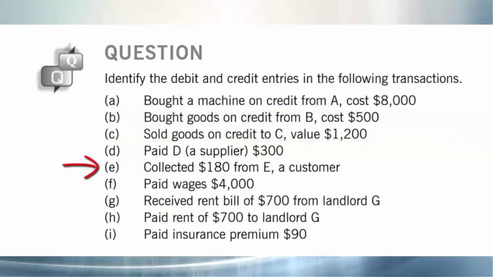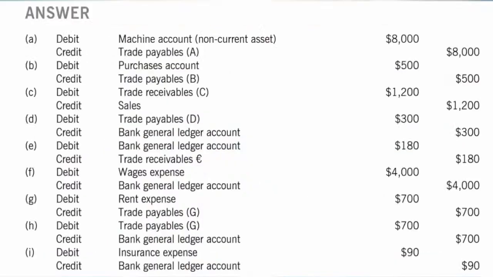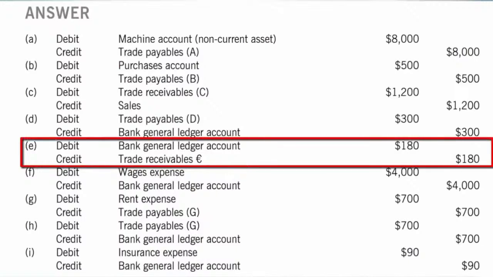Transaction E. Collected $180 from E, a customer. Explanation: the business collected cash, which increases the cash balance. An increase in assets, cash, is recorded with a debit entry in the bank general ledger account. At the same time, the business reduces the amount owed by the customer, E. A decrease in assets, receivables, is recorded with a credit entry in the trade receivables account, E. Entry: debit bank general ledger account for $180. Credit trade receivables account, E, for $180.